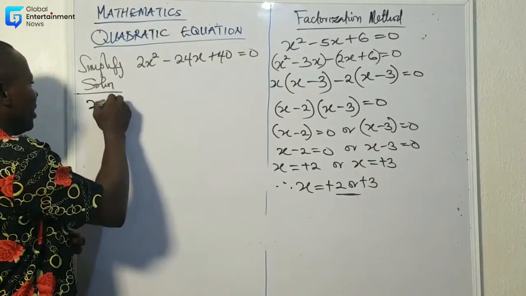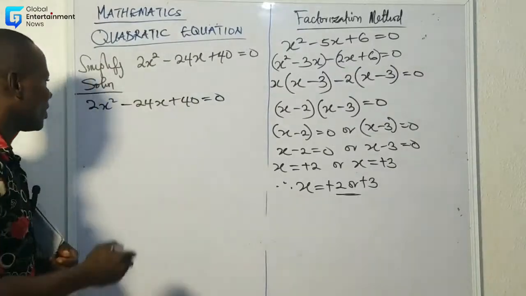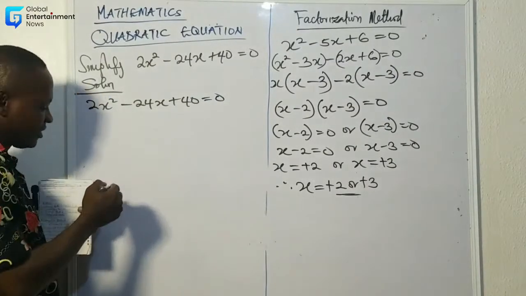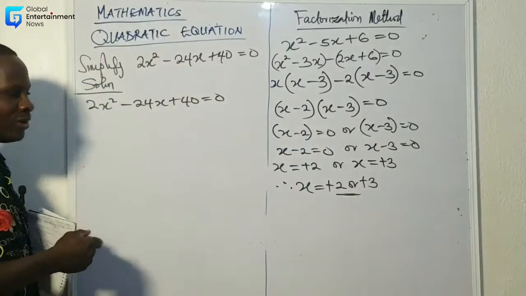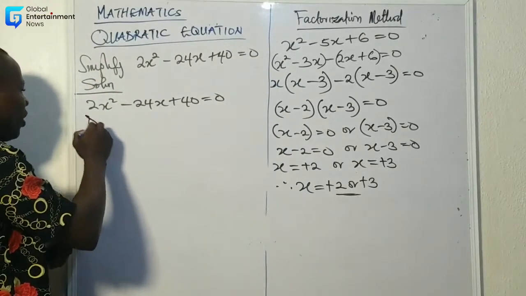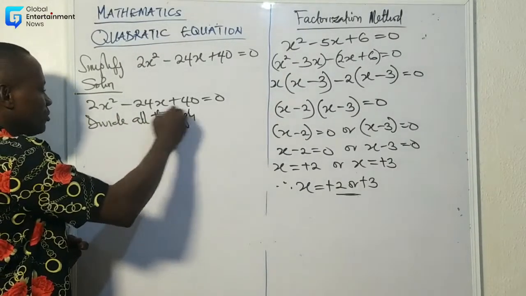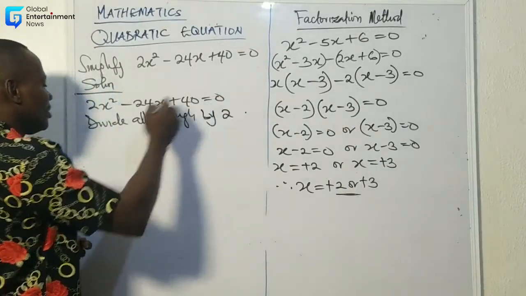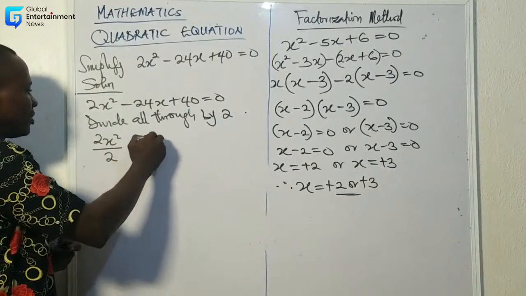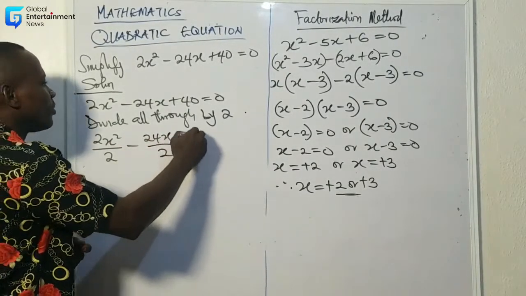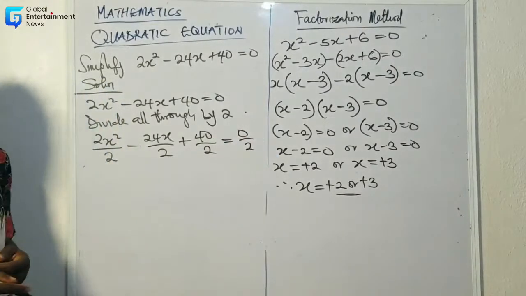The question is, we have 2x squared minus 24x plus 40 is equal to 0. If you check, the coefficient of the first one is not 1, so let's break this down. We divide all through by 2. This will give us 2x squared all over 2 minus 24x all over 2 plus 40 all over 2 is equal to 0 all over 2. All through, remember.